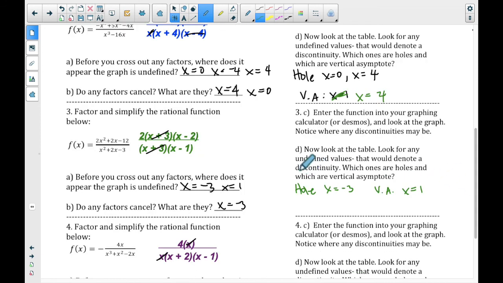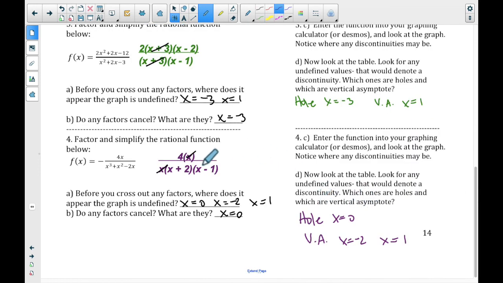Number 3, similar. I crossed out my 3's, so that means that left a hole. What's still there is the 1, so that is still a vertical asymptote. Okay, on number 4, I have a hole at 0 because that's what canceled. I have a vertical asymptote at -2 and +1.